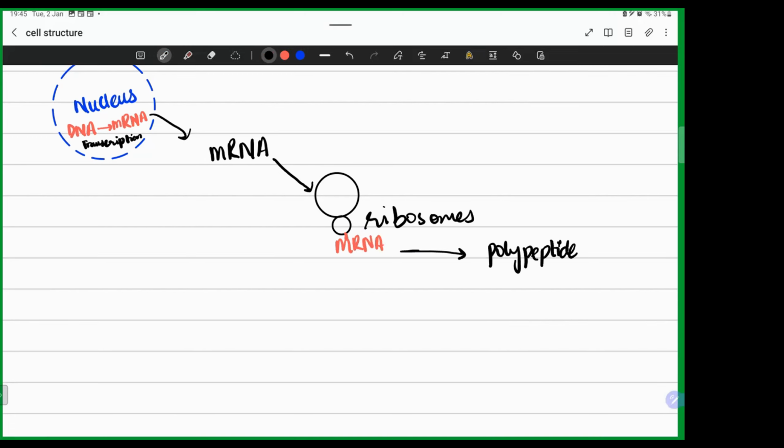ये पूरा एक process है which we will be studying in chapter 6. तब हम इसकी detail में जाएंगे. But this is basically my translation where my mRNA is translated into a polypeptide. ठीक है? This process is occurring on the side of a ribosome and therefore ribosomes are responsible for translation. Any questions so far?